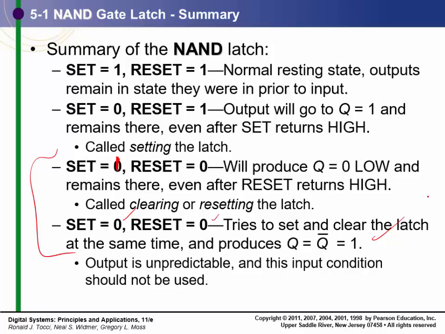And by definition, Q is supposed to be the opposite of Q naught, so I can't have them both be 1. That breaks the definition, so it's not an allowable state. Right there, the input 0, 0 is not allowed. That's just by definition. Otherwise, it's not going to operate as an SR flip-flop.